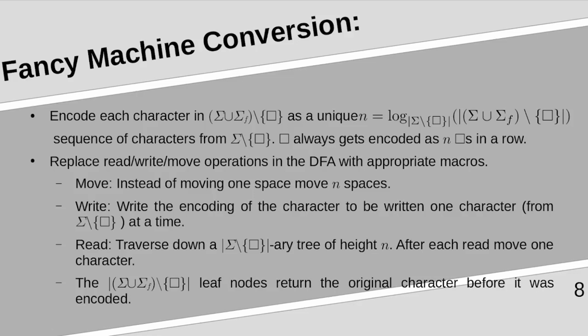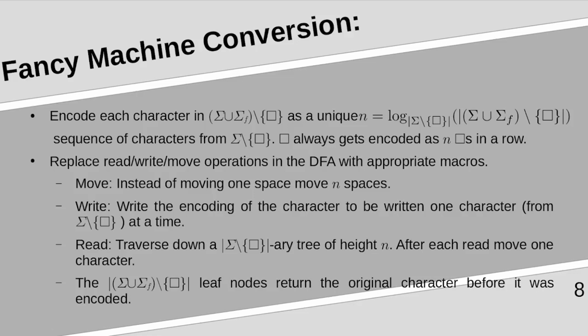But how would we convert a fancy Turing machine into a regular Turing machine? Well, there's a few steps. Firstly, you've got to encode every character in the combined language alphabet, except for the blank character, as a unique sequence of characters. It's an n-long sequence where n is the log base the length of sigma, except the blank, of the length of sigma union sigma f except the blank, which is basically the smallest number of bits. You could think of sigma as a number system almost, and it's the smallest number of digits required to represent all of sigma union sigma f.